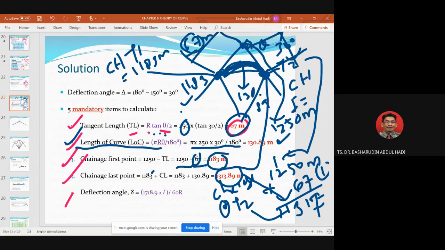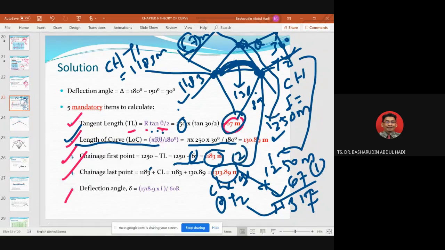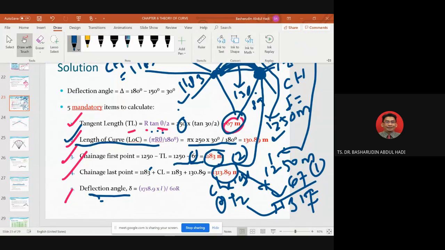How can we calculate the chainage at point T2? We have two methods. And for the deflection angle, after we want to set up this one like this. All right.